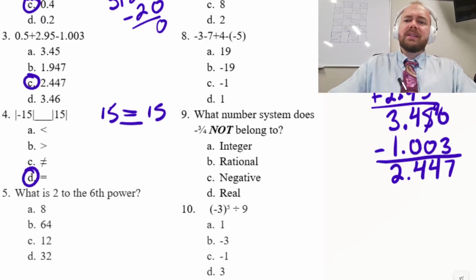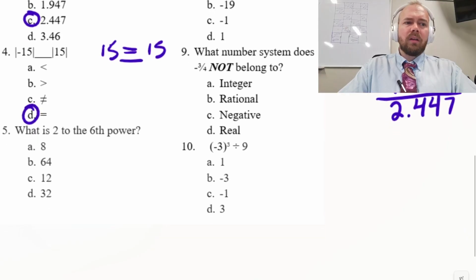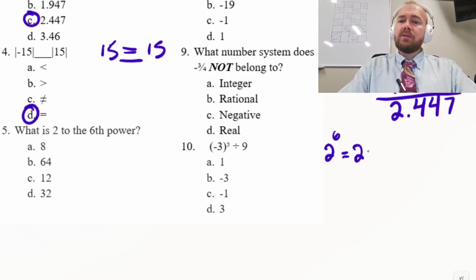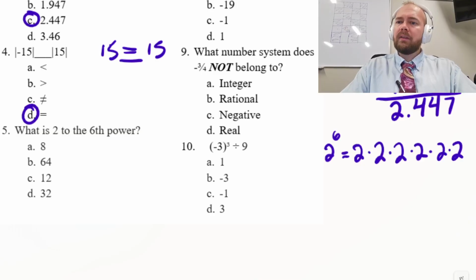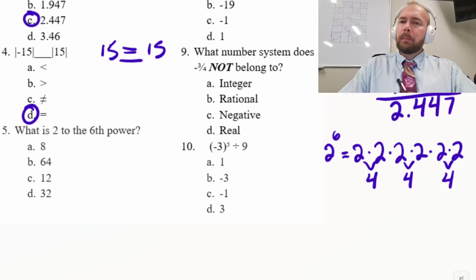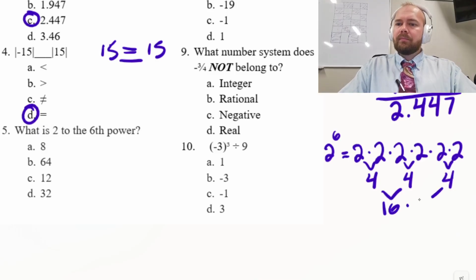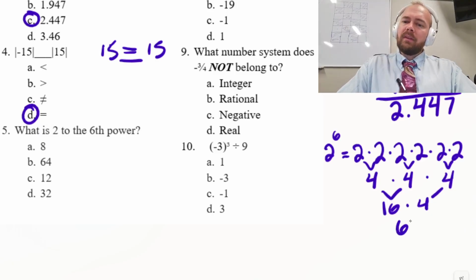Number 5, what is 2 to the 6th power? This one's going to require a little bit of work, but we can do the work off to the side here. 2 to the 6th power is 2 times itself, a total of 6 2's being multiplied: 1, 2, 3, 4, 5, 6. So that's 4, 4, and 4. I can just do them all at the same time there. 4 times 4 is 16. And then 16 times 4 is going to be 64. So this one is 64.